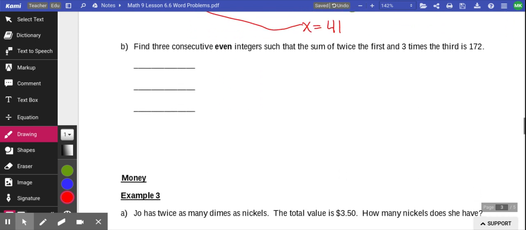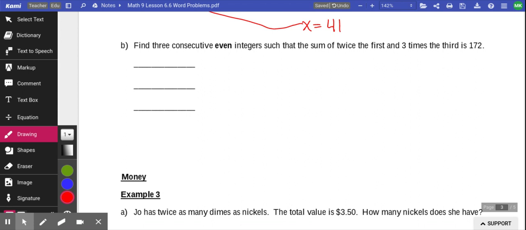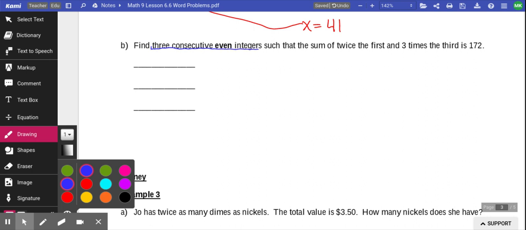Awesome. Let's look at D. It says find 3 consecutive even integers. So when you read that, 3 consecutive even integers, that means you have one number, another one, which is x plus 2, and another one, which is x plus 4. So find 3 consecutive even integers such that the sum of twice the first and 3 times the third is 172. That is intense. So when you read something that's that confusing, build it as you read it. So we're going to try again.